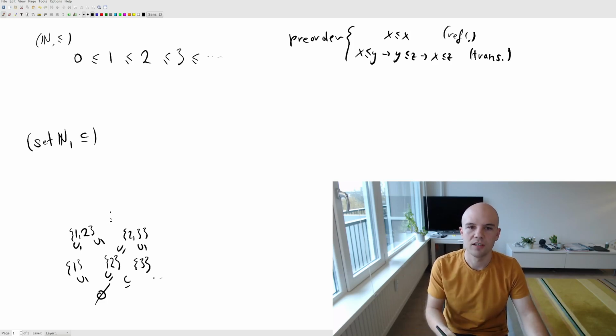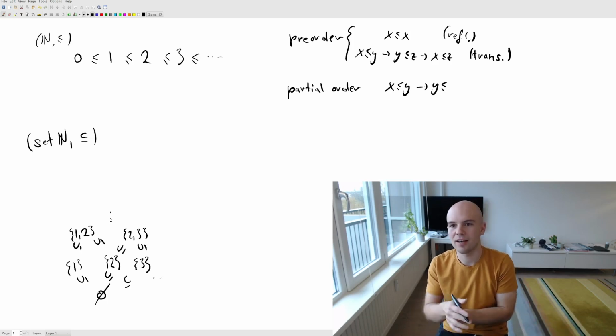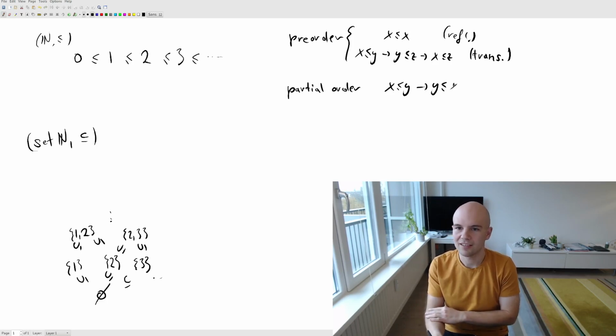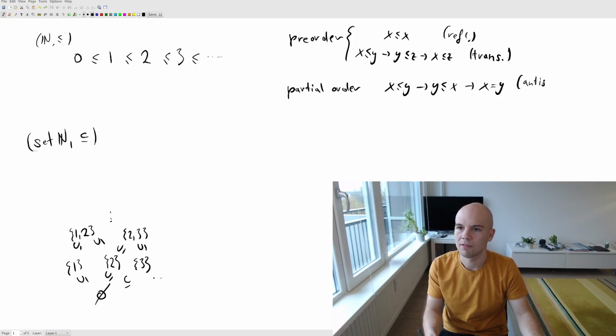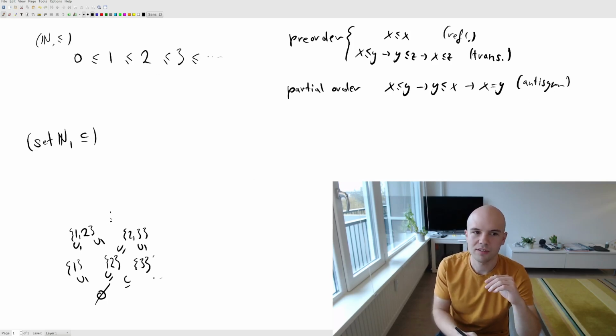And just as we extended a semigroup to a monoid by adding more axioms, we can also extend orders. So the next extension is a partial order, which is now, in addition to those two axioms, also antisymmetric, which means that if x is less or equal than y and y is less or equal than x, then they must be equal. Okay, so in both of those examples, this is actually true.